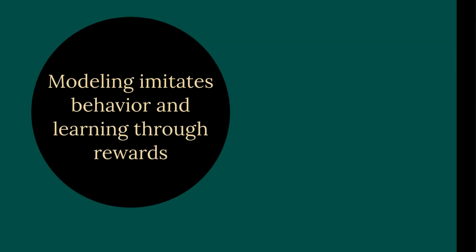Modeling involves imitating behavior of competent models. Reinforcement influences learning through observed consequences. Vicarious reinforcement plays a crucial role. A child imitates praised behavior observed in others. This process highlights indirect learning through rewards.